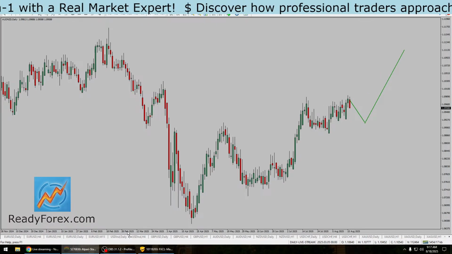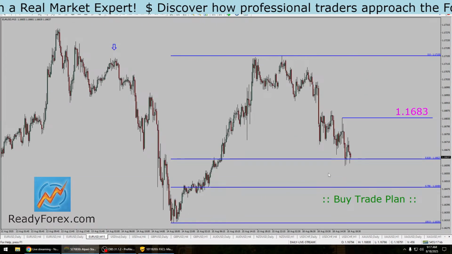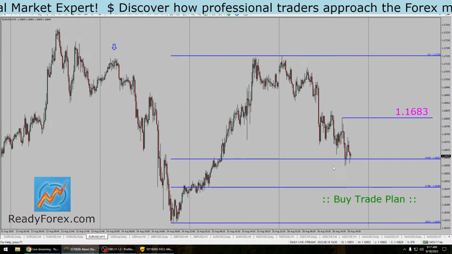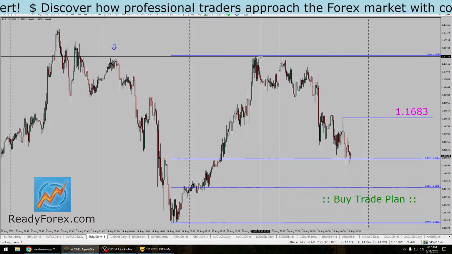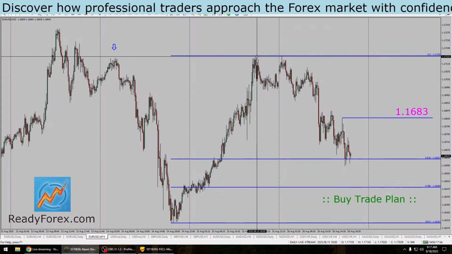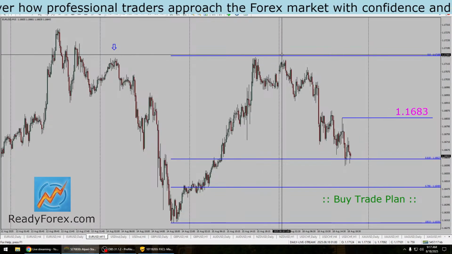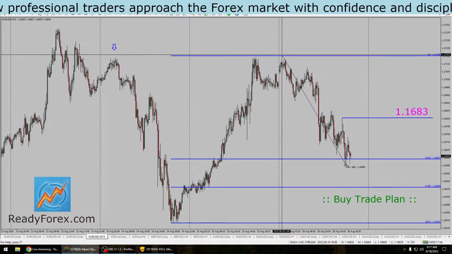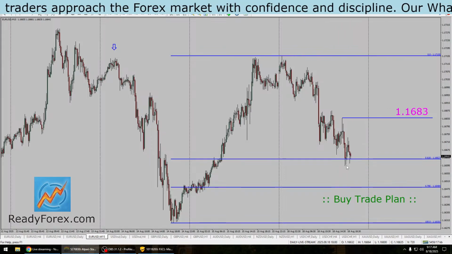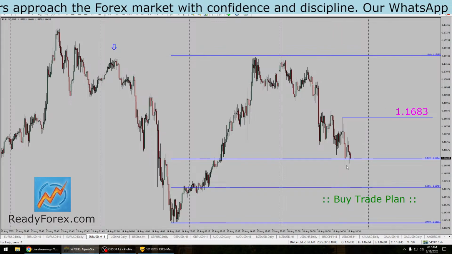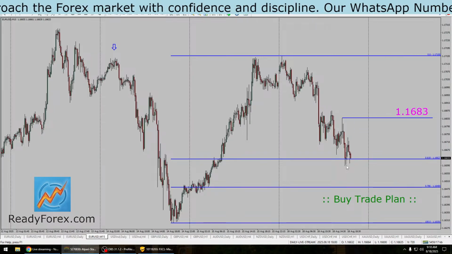Euro USD currency pair. So here's the 15 minutes time frame. This is today's price action. Market tries to retest Friday's high over here, and then we got a top and a drop of about 50 pips. We haven't got much price movement today.